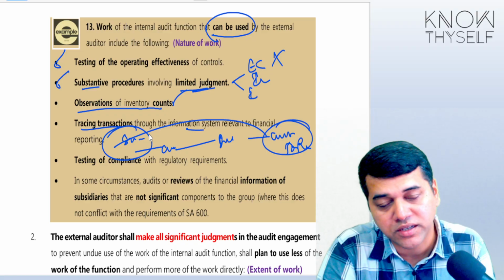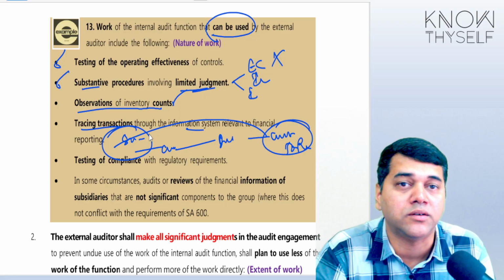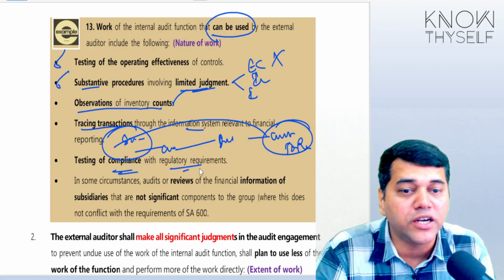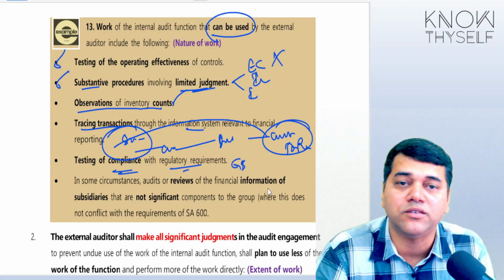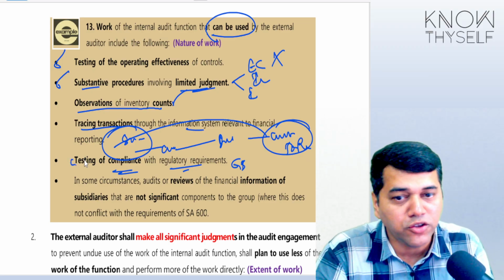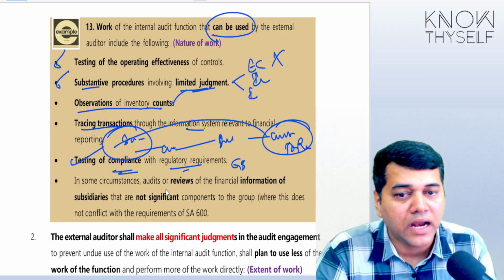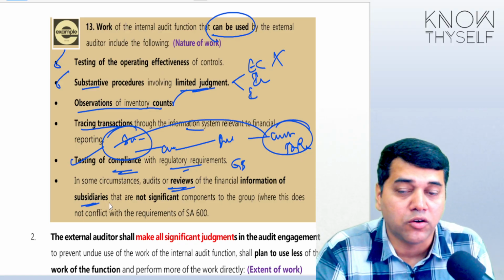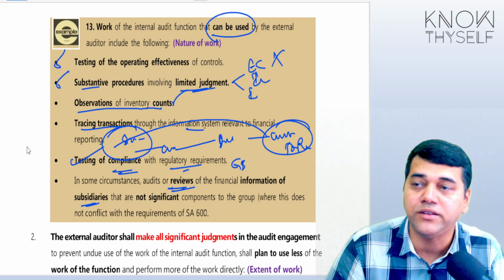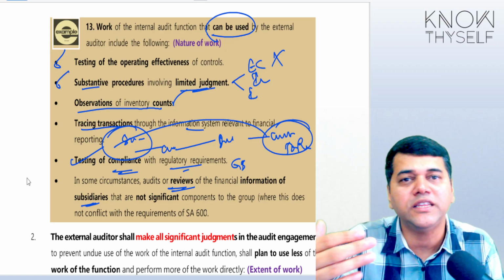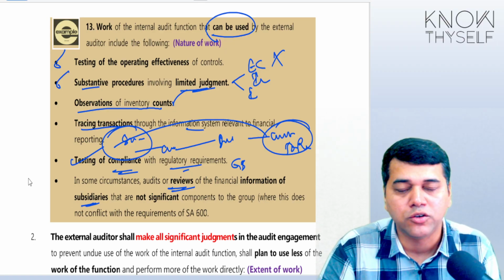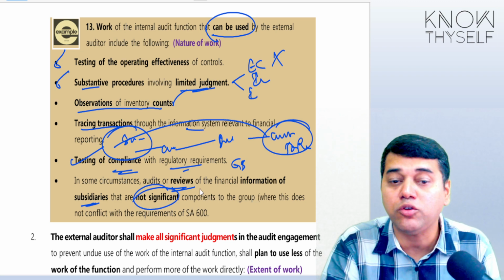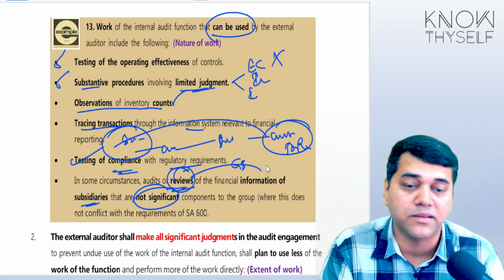From where did these numbers come? What was the original discussion that happened? What did that original documentation talk about? Testing of compliance with regulations, like they are checking monthly GST returns, and they are taking PF returns, you can use them because they are also doing it. And in some instances, auditors review the financial information of the subsidiaries, because they are also taking care of the subsidiaries, their consolidation and all. Internally they require this information for management to show them the consolidated information. But only if the subsidiaries are not significant can you use them for the review of the subsidiary information.